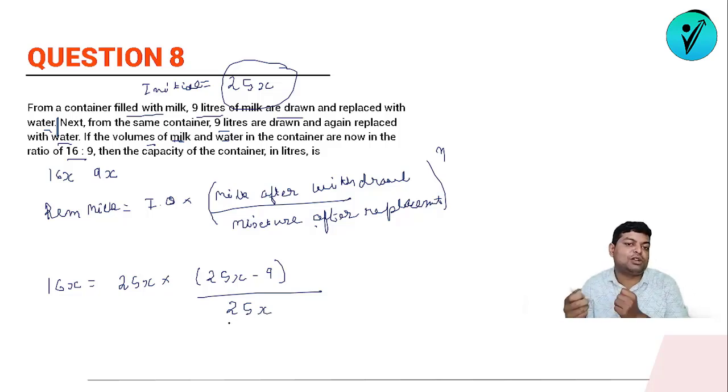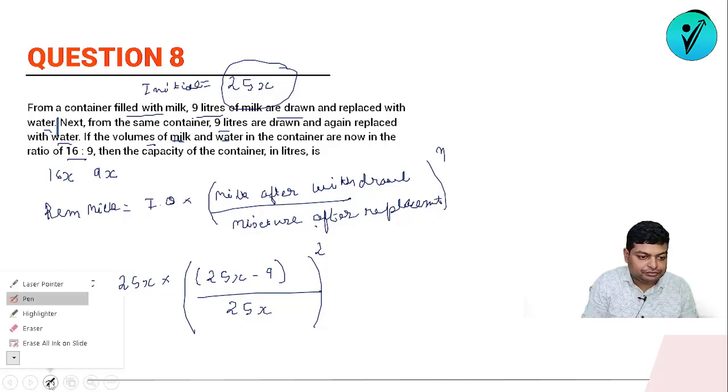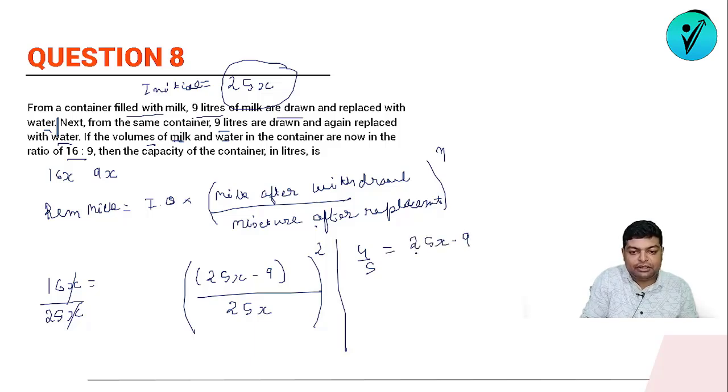Whatever amount of milk you took out, you keep adding that much water, so again it will have 25x, and since this process has been repeated 2 times, multiplied by 2. Now if you move it to that side, if I move this 25x here, so x and x will be cancelled and this is a square. So taking under root both sides we can say 4 upon 5 is what it is, 25x minus 9 upon 25x. Cross multiply it, so it will be 100x equals to 125x minus 45.